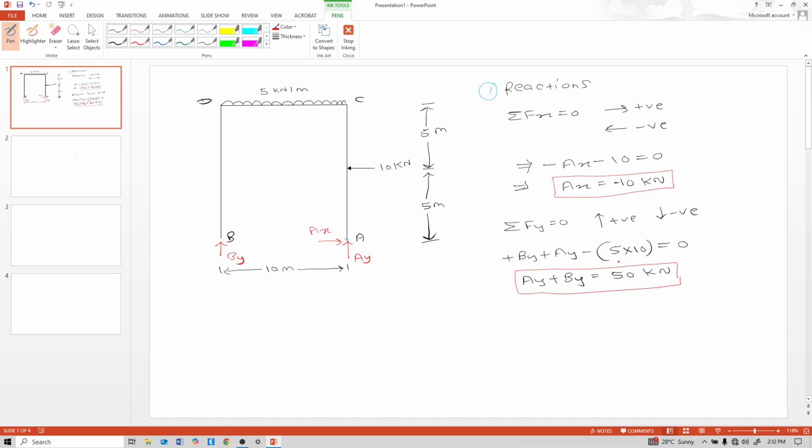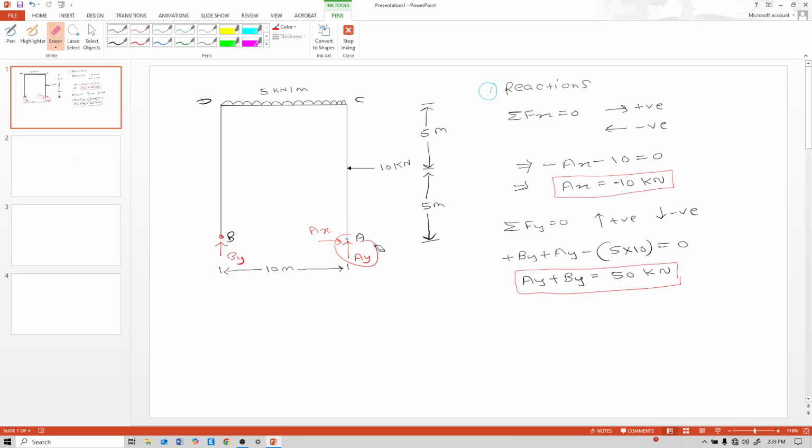Now we need to calculate Ay or By. So for that, how to calculate Ay or By? We need to take moment at any point between A to D. If we take moment at A, then we are able to calculate this By. If we take moment at B, that means we are able to calculate Ay. But see, if we take moment at this point B, then this Ax, Ay both forces come. Then this 10 kilonewton and this 5. That means 1, 2, 3, 4 forces come.